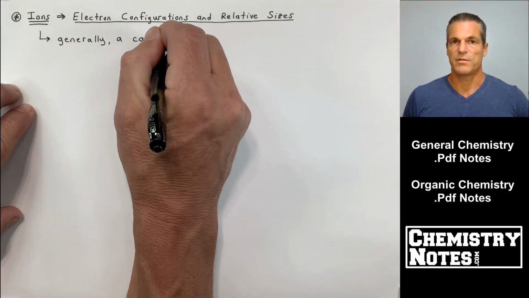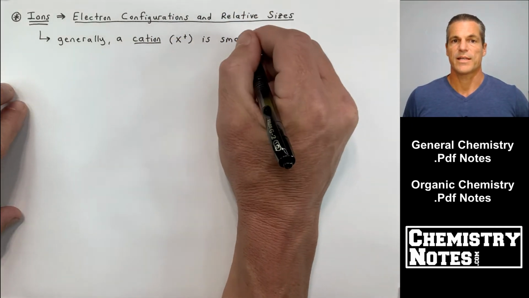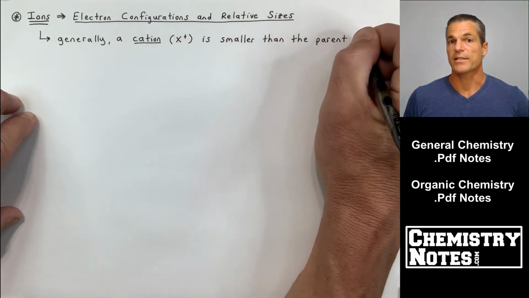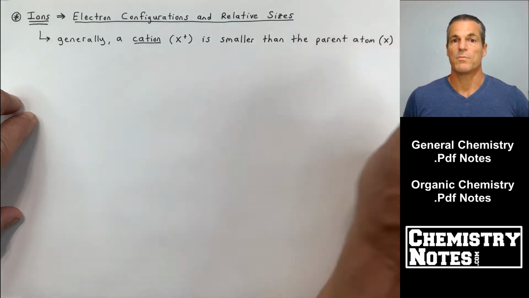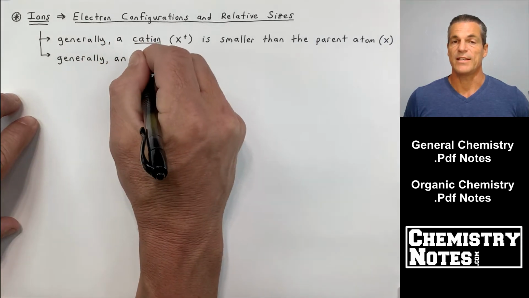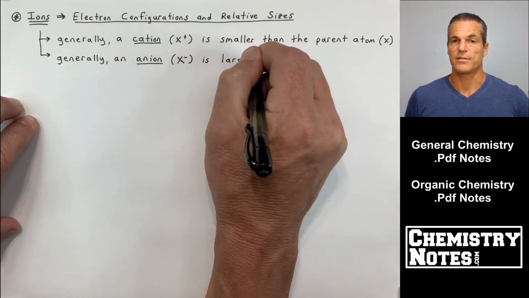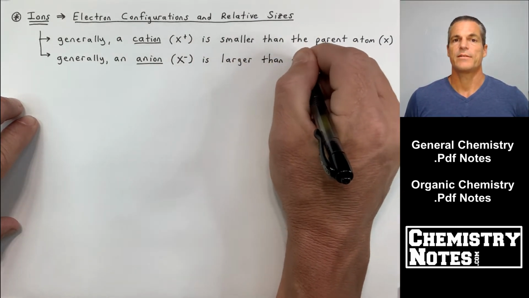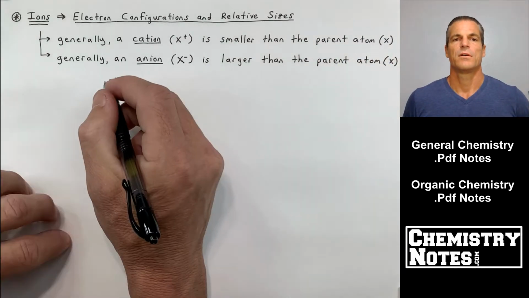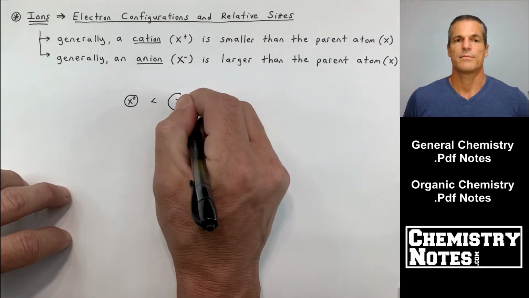There are a few things we need to mention here before we get into some sample problems. Generally, a cation, which we recognize as X plus, is smaller than its parent atom. Oppositely, anions, or X minus, are larger than the parent atom. So a cation is smaller than its atom, and an anion is larger.